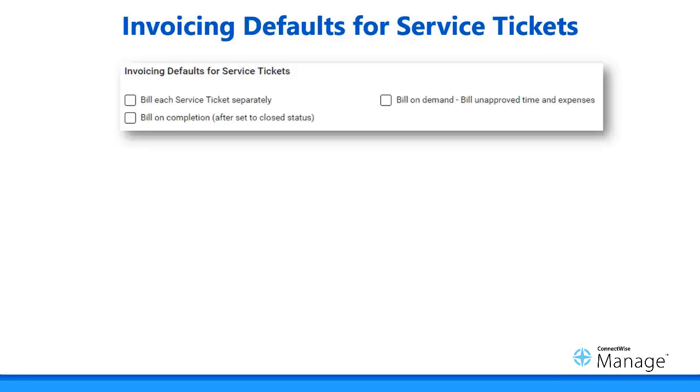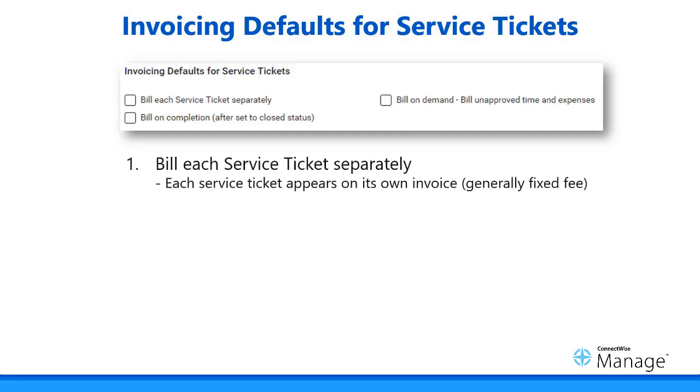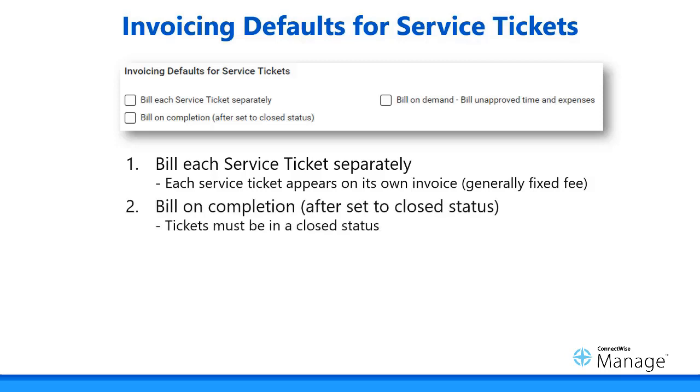The invoicing defaults for service tickets are very similar to those for projects and sales orders. The first of three options is bill each service ticket separately. This means we want each service ticket to appear on its own invoice. This is rarely used except with fixed fee services. The second option is bill on completion after set to closed status. This means that the service ticket must be in a closed status before the records will go to invoicing.